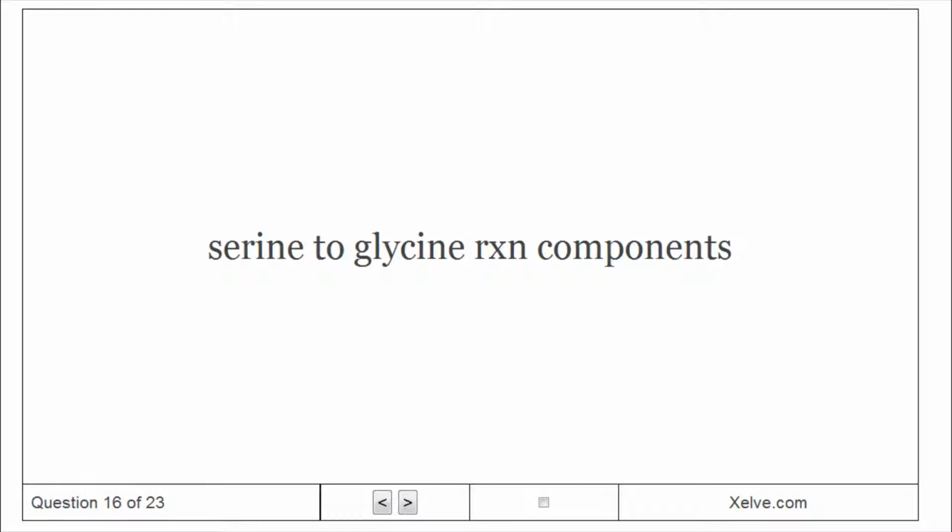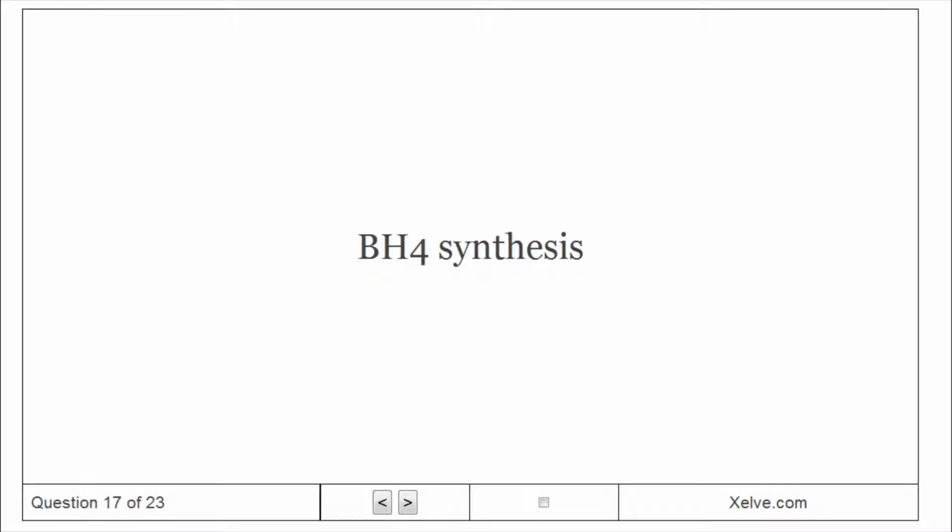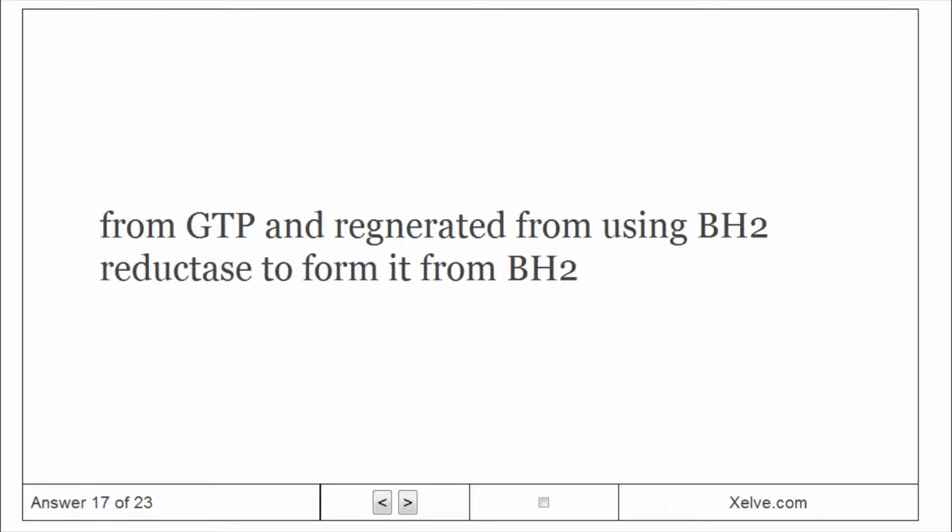Serine to glycine reaction components: serine hydroxymethyltransferase, H4-folate, PLP. BH4 synthesis: from GTP, and regenerated using BH2 reductase to form it from BH2.